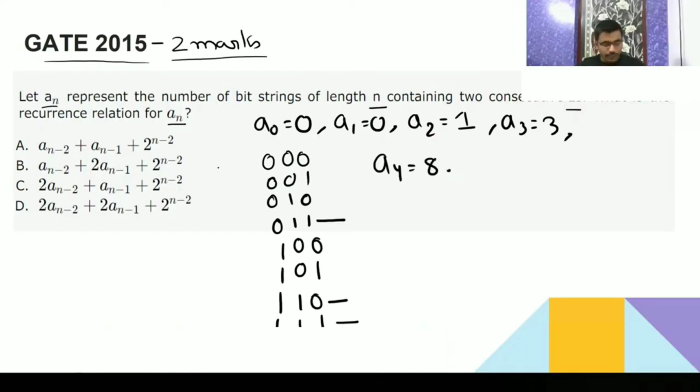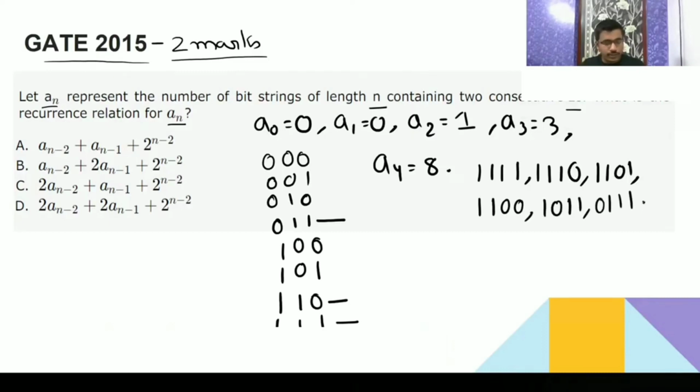So if you write, a4 is going to contain 8. So I can write the strings for length 4: 1111, 1110, 1101, 1100, 1011, 0111, 0110, and 0011. For length 4 you are getting 8.